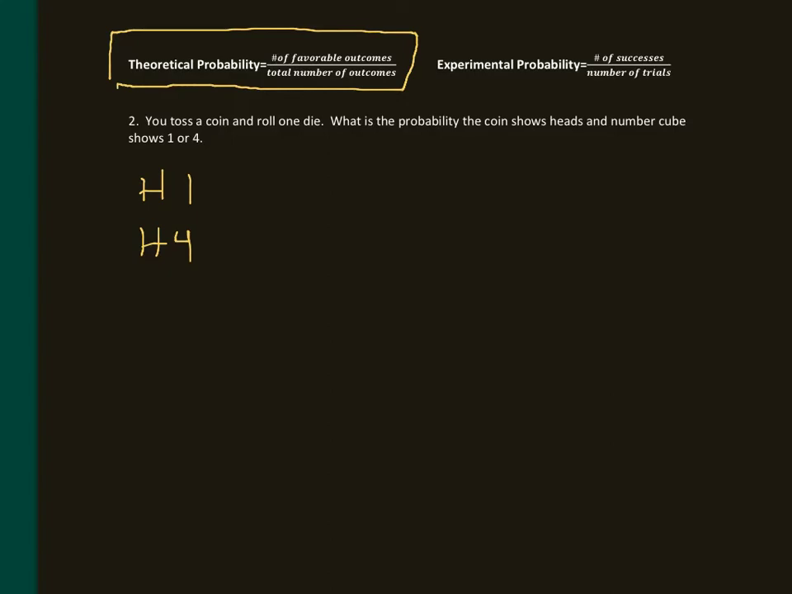Total number of outcomes. Well, how many outcomes are there when you flip a coin? 2. Roll a die, 6. 2 times 6, 12. So the probability is 2 out of 12, which is 1/6. So there's probability. The experimental probability would give you some data, and it would record how many times you got a 1 or a 4 in a heads divided by the total number, okay? So you got to be able to read some data.